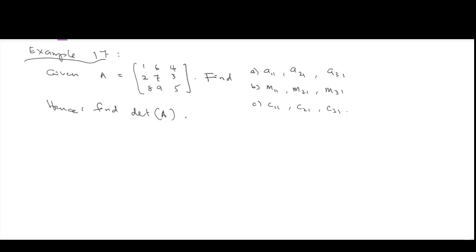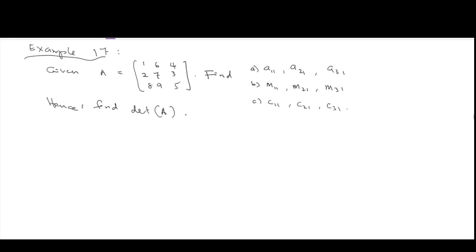Example 17. Given matrix A, find A, the elements A11, A21 and A31, B, the minors M11, M21 and M31, and C, find the cofactors C11, C21 and C31. Hence, find the determinant of A. So we have to be very careful here because there is a word hence here. So that means we are going to use the answers in A, B, C to get the determinant of A. So let's look at the solution.